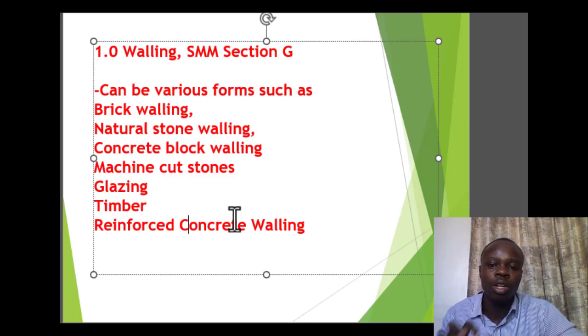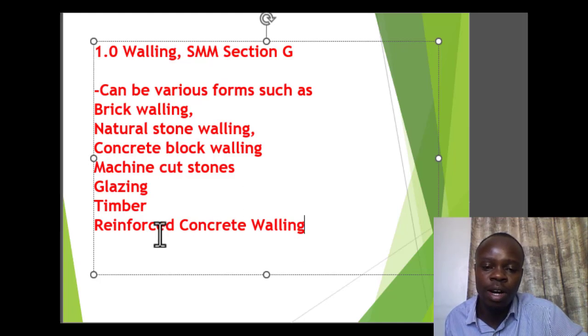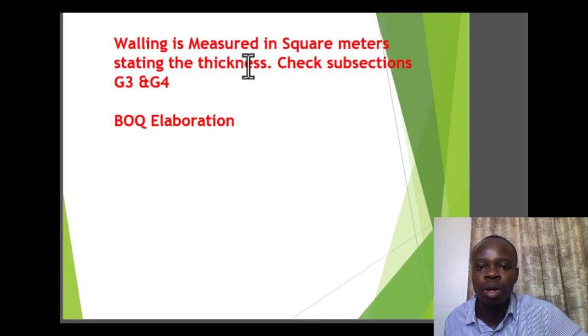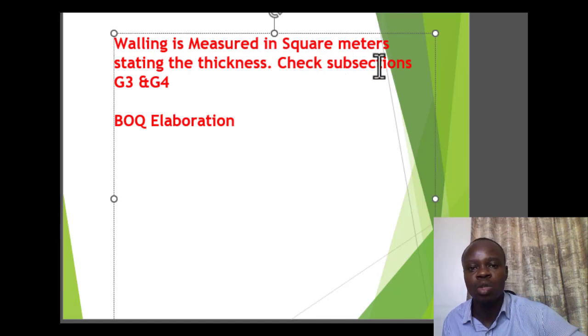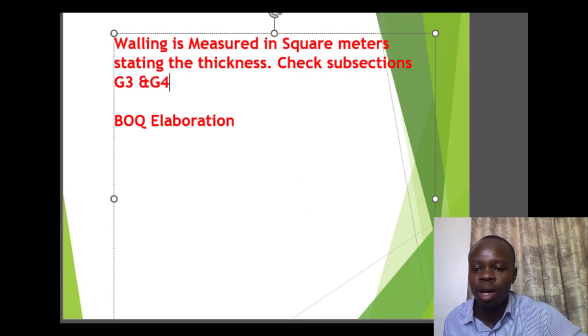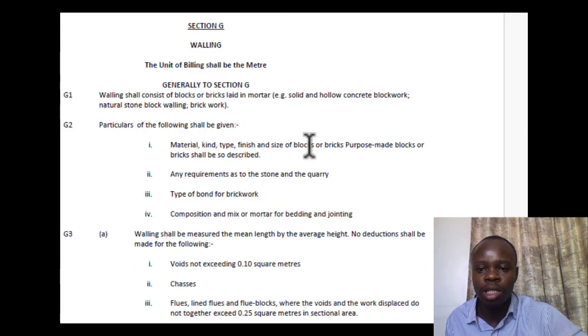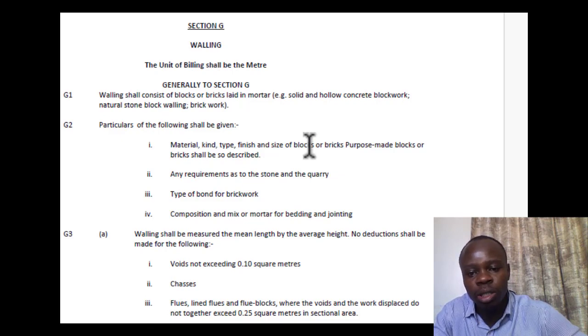The way in which that is measured will be in regard to how we learned of concrete measurement. Below 300 millimeters in thickness, square meters. When it's above 300 millimeters in thickness, you do it in cubic meters. So let's move on. We've talked about walling generally being measured in square meters, and then we can just pinpoint the area in which we get such. Generally you do it in square meters.